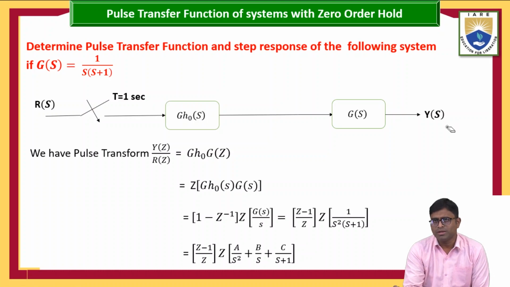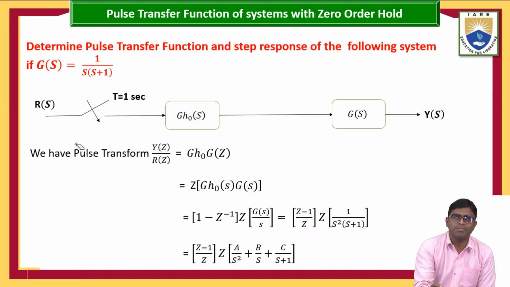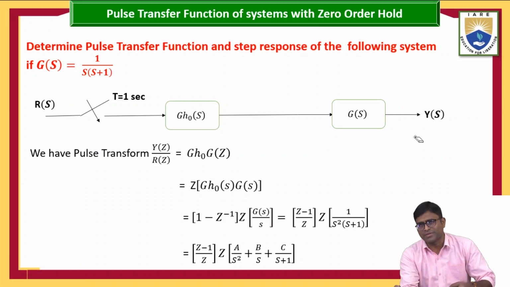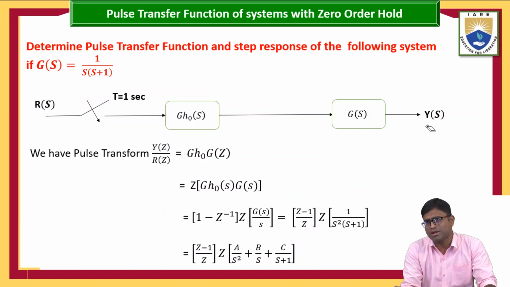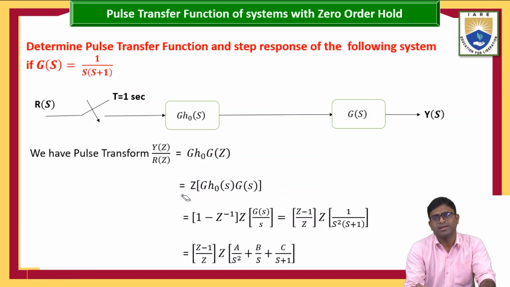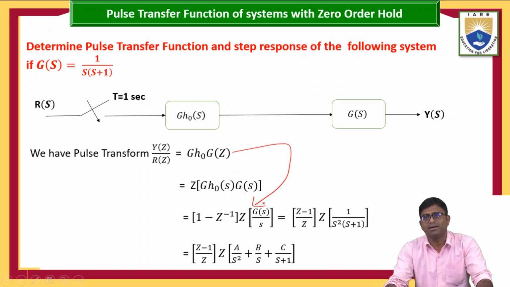It comes as Y of S by R of S. But for the pulse transfer function, I convert the S domain into the Z domain. That is why we take the Z transform of G H naught of S into G of S, and we get G H naught G of Z. After that we know this value directly from the formula, which we discussed in previous sections.